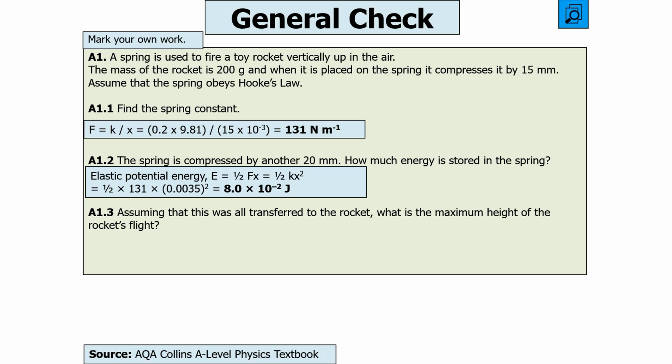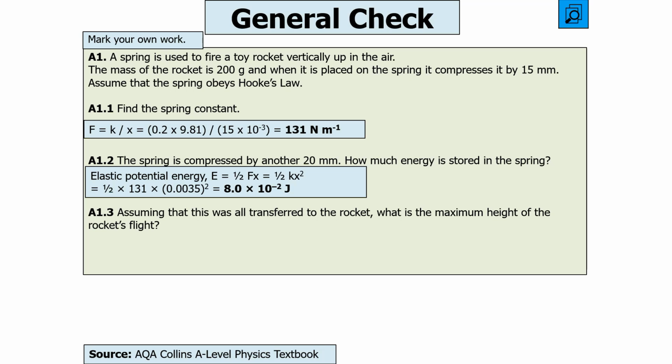The elastic potential energy is going to be a half kx squared. We just worked out k to be 131. So we do half times 131 times 0.035 meters squared, because again it's another 20 millimeters, so it's 35 millimeters, which is 3.5 times 10 to the minus 2 meters. So it works out to 8 times 10 to the minus 2 joules.